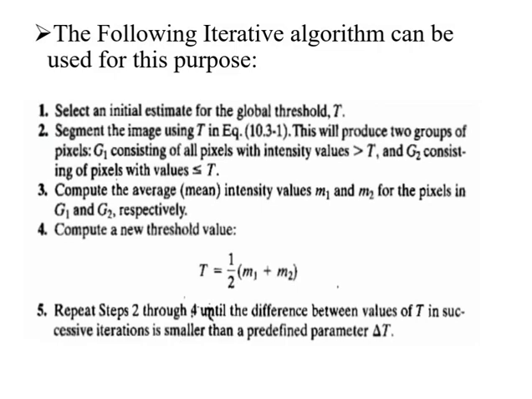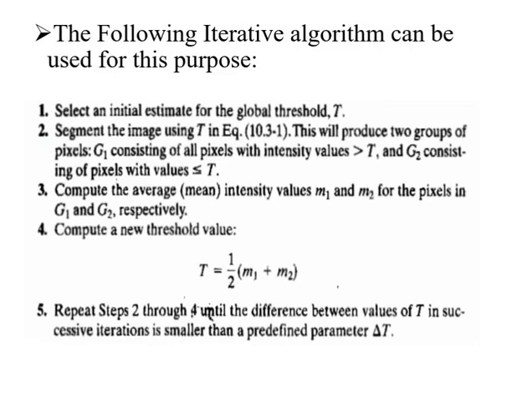The following iterative algorithm can be used for this purpose. First, select an initial estimate for the global threshold T. Second, segment the image using T. This will produce two groups of pixels: G1, consisting of all pixels with intensity values greater than T, and G2, consisting of pixels with values less than or equal to T. Third, compute the average, that is the mean intensity values M1 and M2, for the pixels in G1 and G2 respectively. Fourth, compute the new threshold value: T equals 1/2 (M1 plus M2).